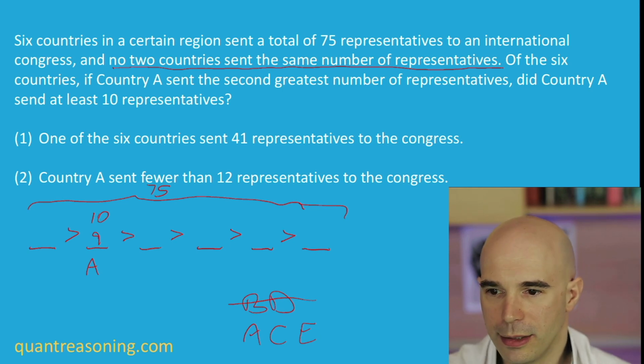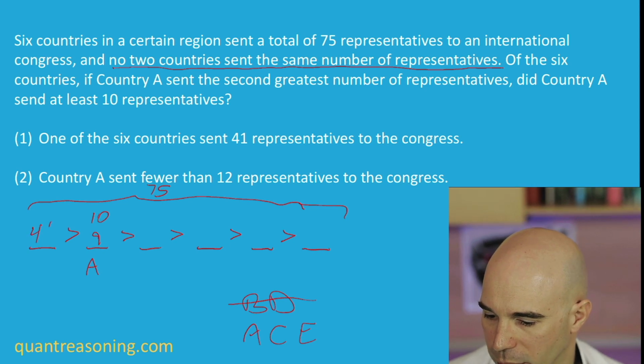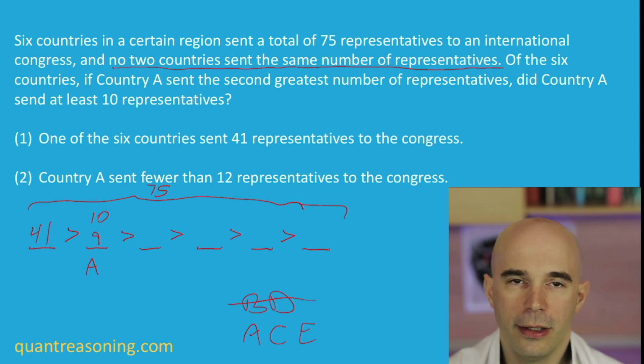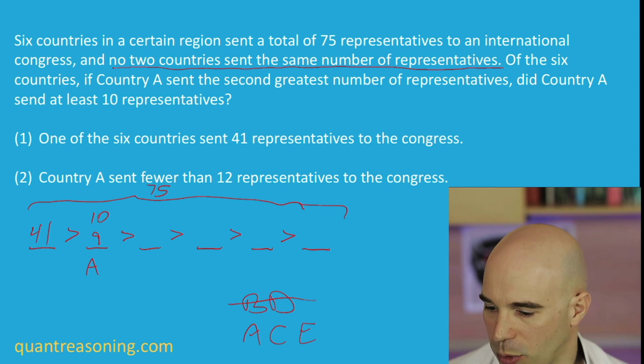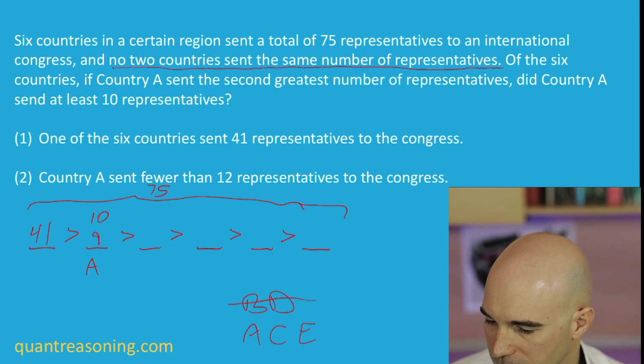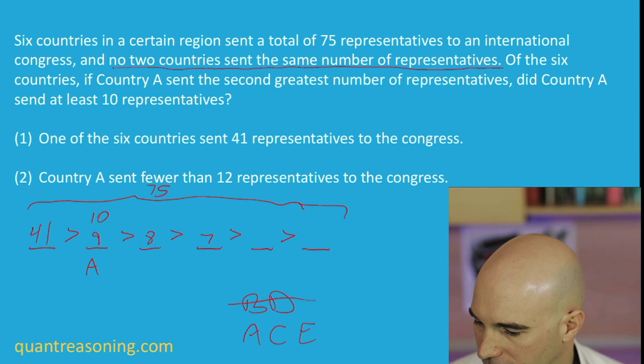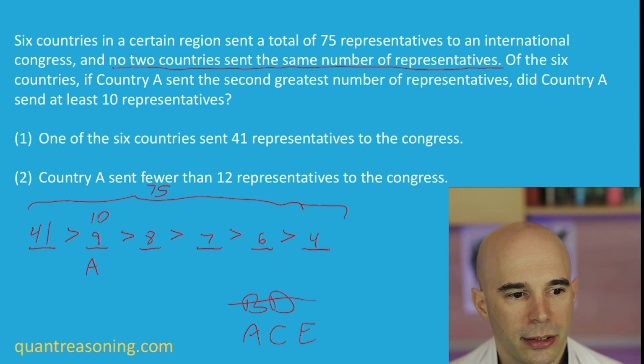Now with statement 1, we now know that this is 41. Is it still possible to have a 9 for country A? Well, 41 plus 9 is 50, so we would need to fit another 25 with numbers that get smaller and smaller. So can I get 25? Let me try. If I do 8 and 7, that's already 15. Can I get 10 more? Yeah, I could just do 6 and 4. As long as those numbers are getting smaller and smaller each time, we're good. And it looks like it is possible for it to have 9.